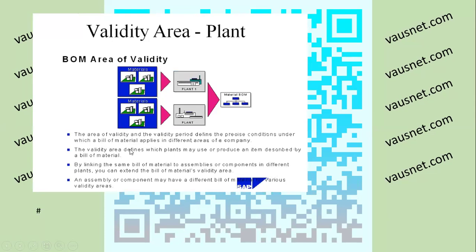A validity area defines which plant may use or produce an item described by a bill of material. By linking the same bill of material to assemblies or components in different plants, you can extend the bill of material's validity area. So one material can be extended to another plant if it is required. An assembly or component may have a different bill of material for various validity areas. That means some material, for example, is used at 50 kg for this material BOM, but this combination of materials is also using 20 kg at some other place, which is possible.